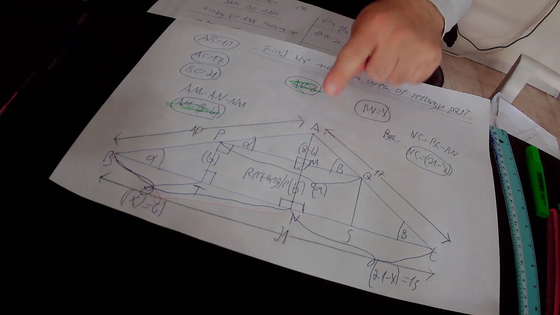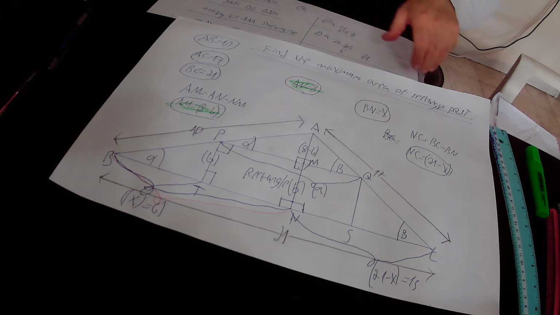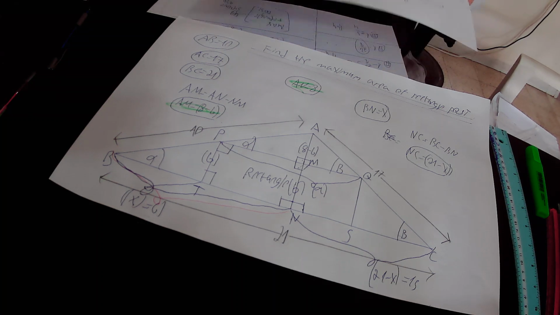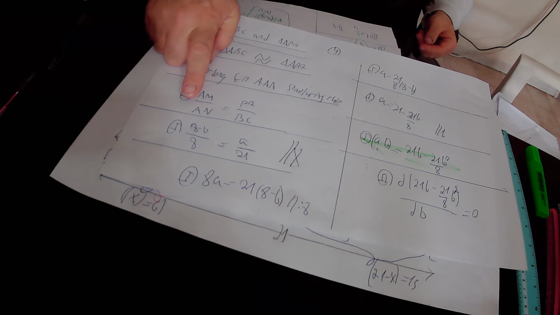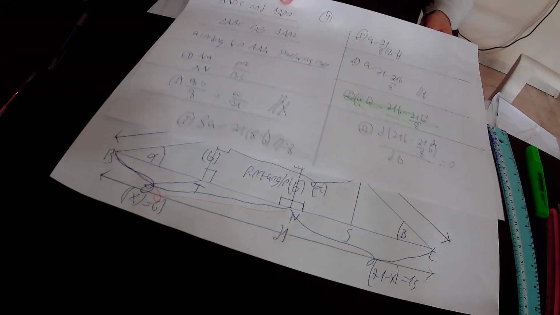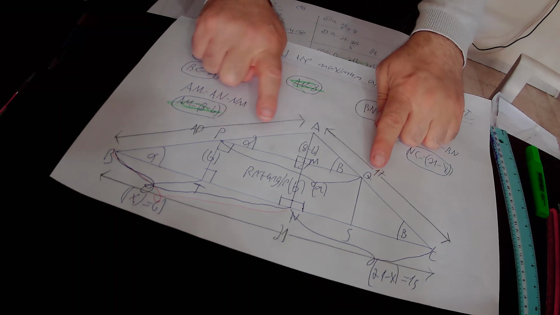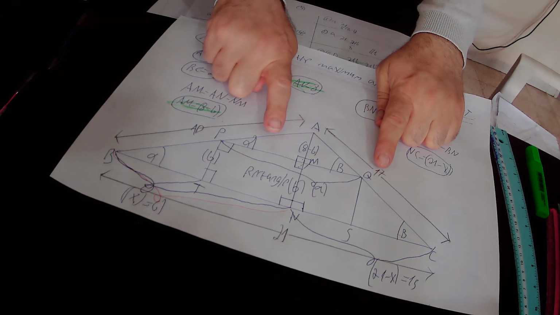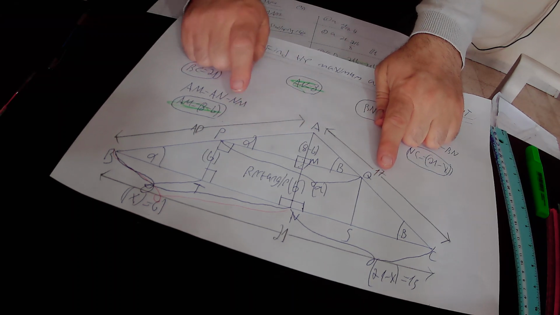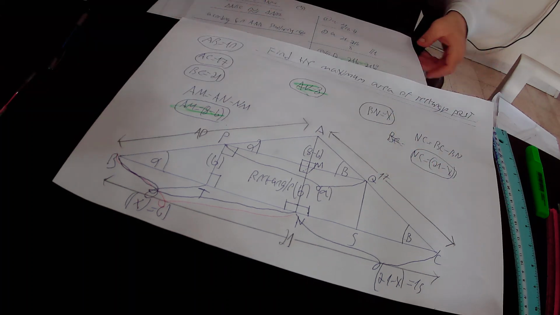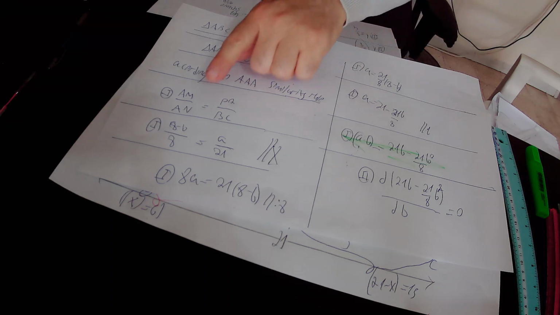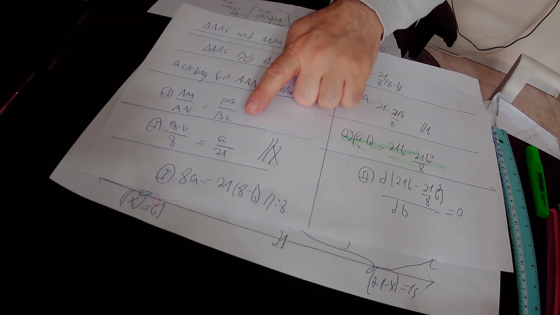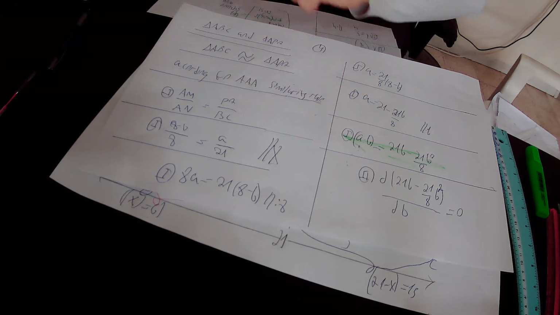Here AM is 8 minus B and AN is 8. Here we have PQ is A, and over BC. BC is 21. So if we're going according to equation 1, we should find out that 8 minus B over 8 equals A over 21.